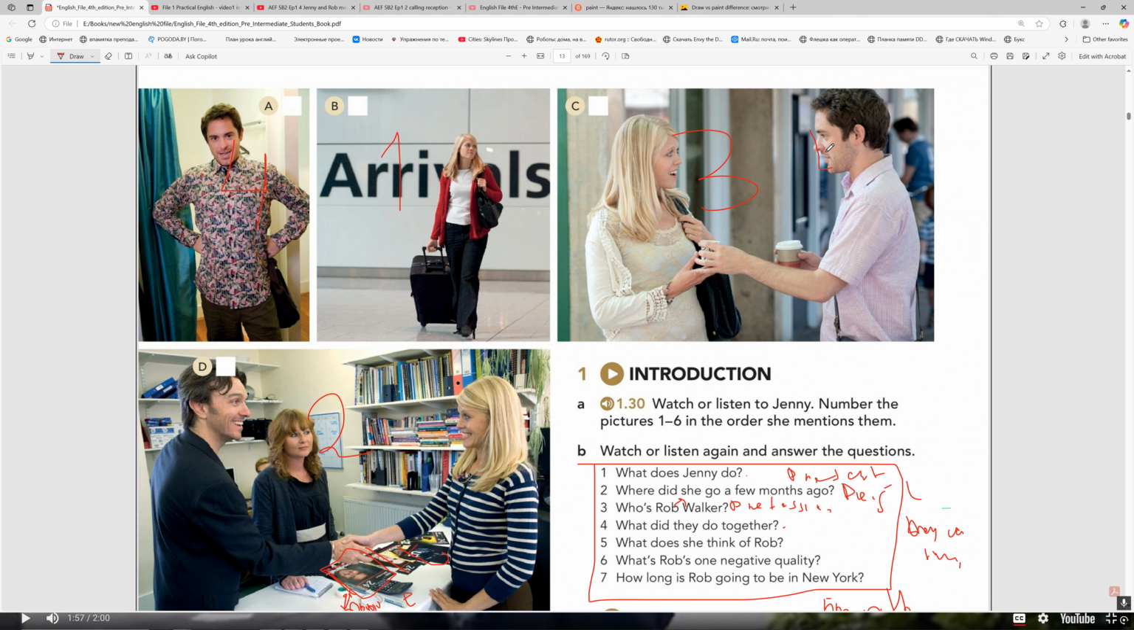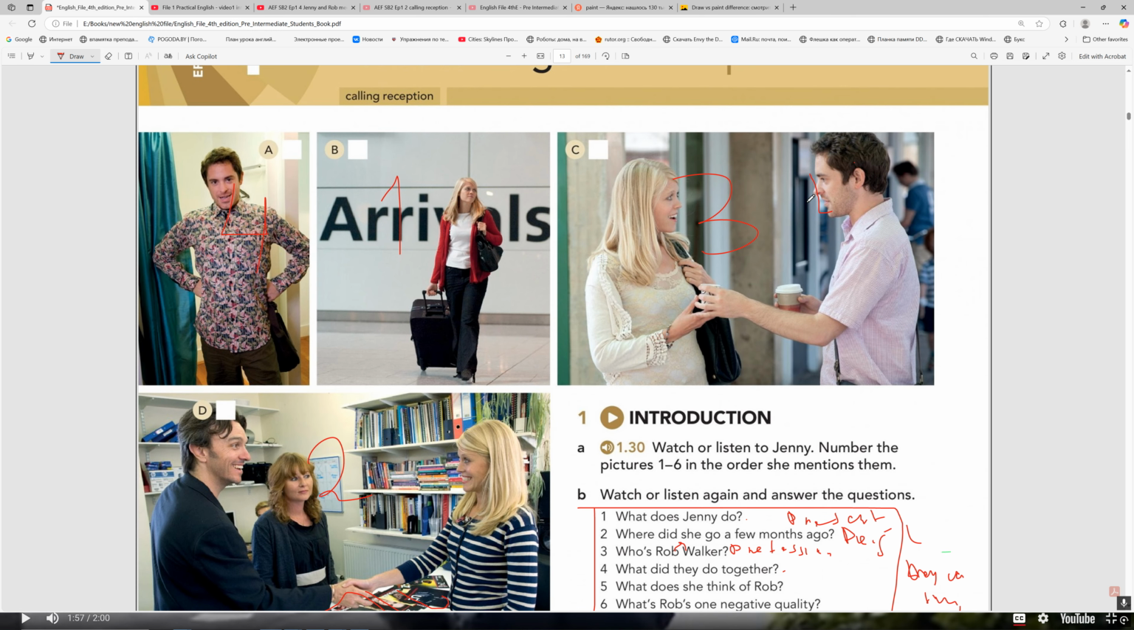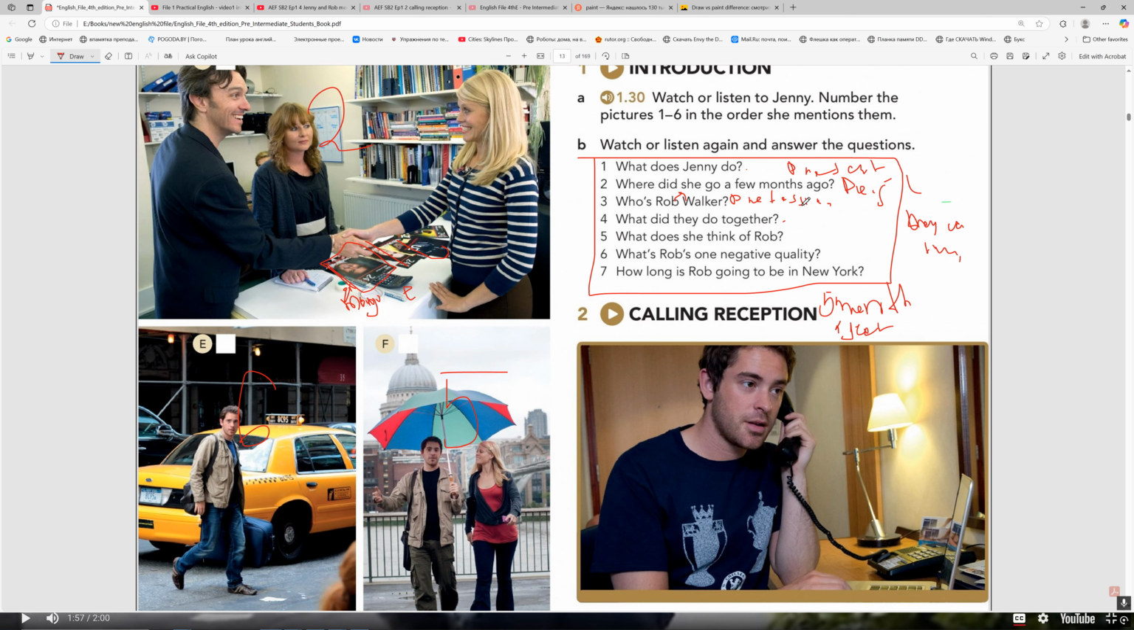Rob Walker is this man. He's a man, but what is his profession? Who is Rob Walker? Trading. Trader. He's not a trader. He's not a trader. Financier. No. Financier.